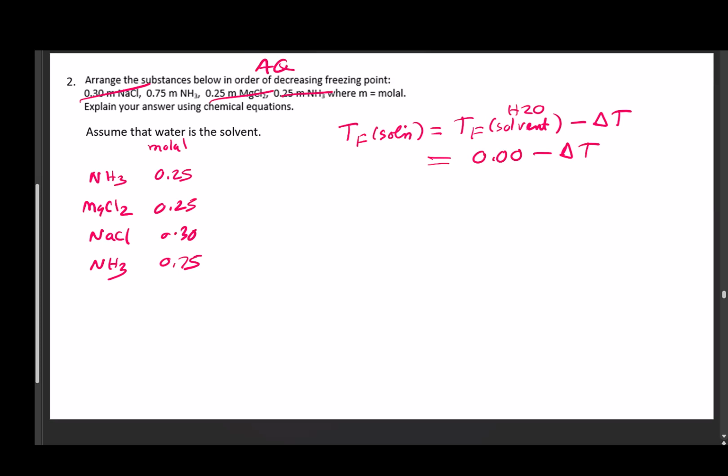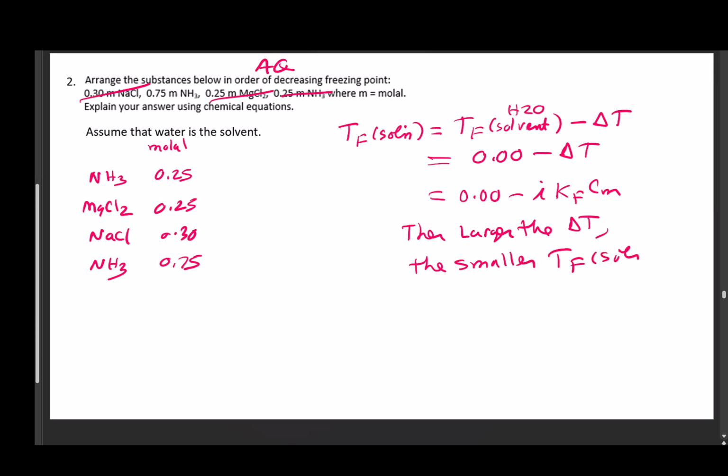Let's see. Well, let's look at that van 't Hoff equation. That would be i, Kf, Cm. All right, so we can see from this, the larger the delta T, the smaller is the freezing point of the solution.